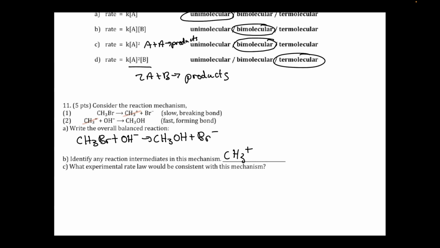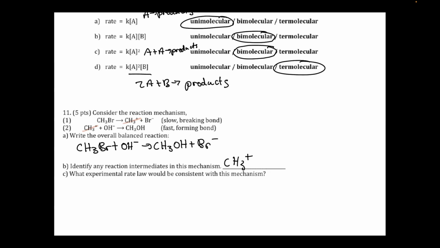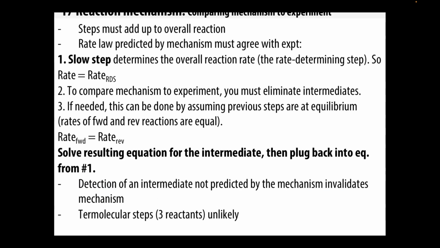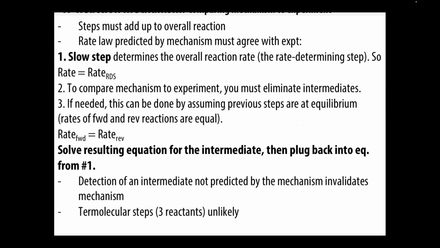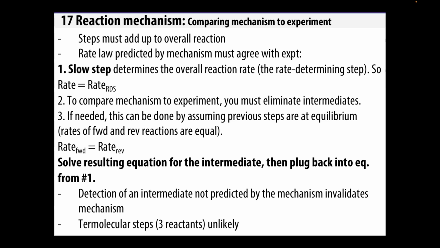Okay, now we get to part 3. What experimental rate law would be consistent with this mechanism? That means we need to use this second key piece of information from that set of slides. The steps have to add up to the overall reaction. We did that previously. Now, the rate law predicted by the mechanism must agree with the experiment. We can always use this first key idea, that the slow step determines the overall reaction rate. So rate is equal to the rate of the rate determining step.